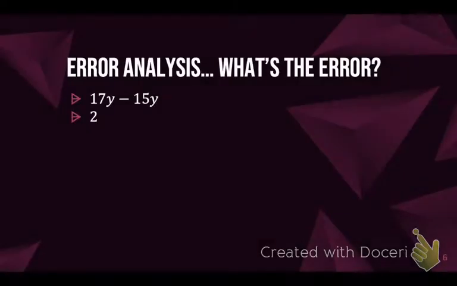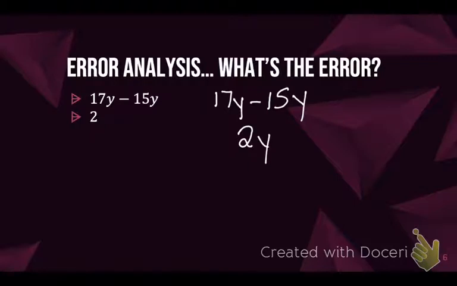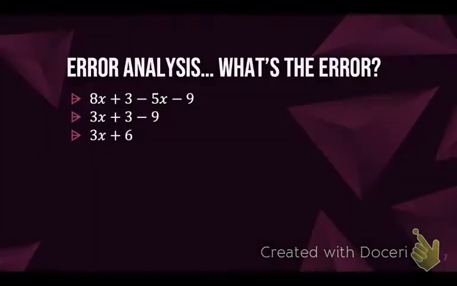Okay, this one, again, probably don't have to write it out, but I want you to. So write down 17y minus 15y. These are like terms, so I can combine them, and I get 2, and I need to keep the y after because it's still 2y. So this person forgot to put the y. Okay, again, that one was a pretty easy one.